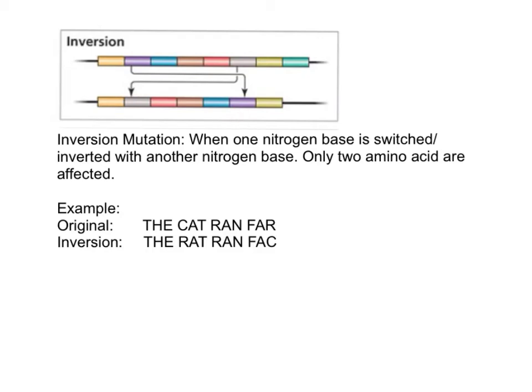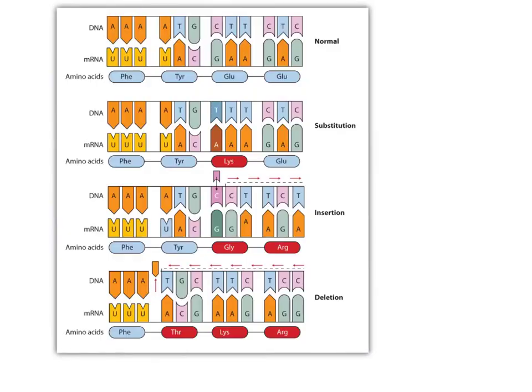So when you look at the example, we see that our original sequence says the cat ran far. Now you see that I have 2 different words. The rat ran fac. So when you see here, the C from cat and the R from rat and from far have been switched with each other.